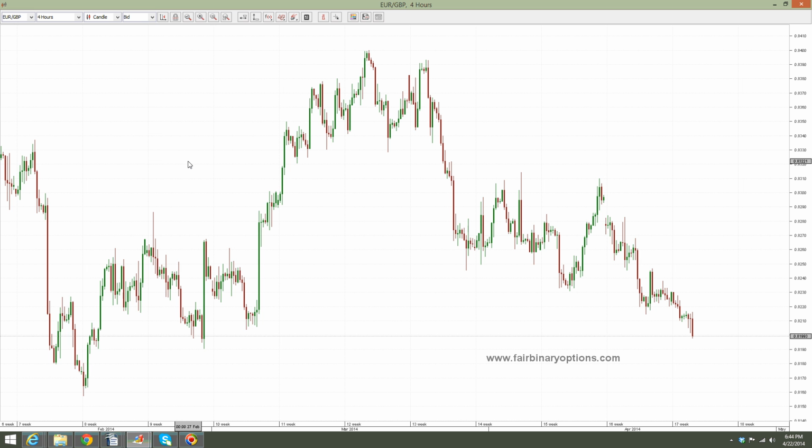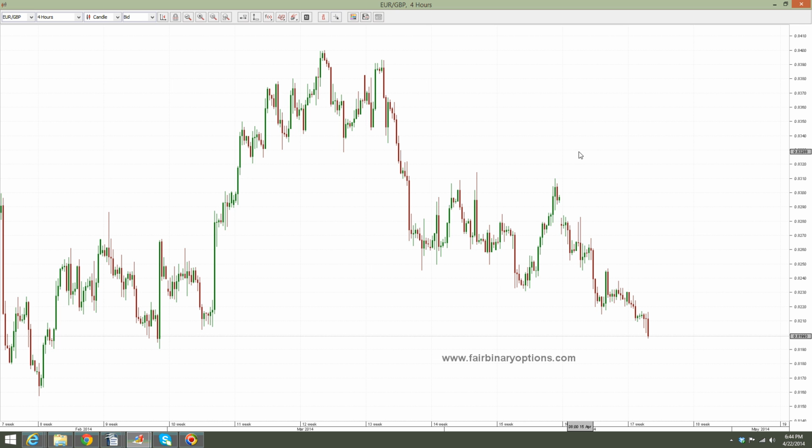From my point of view, the Euro Great Britain Pound is a nice place to buy call options. Now we are not going to buy the call options just like that. We will look for some confirmation, but this looks like a falling wedge. What do you mean by falling wedge might be the question, or the right question.